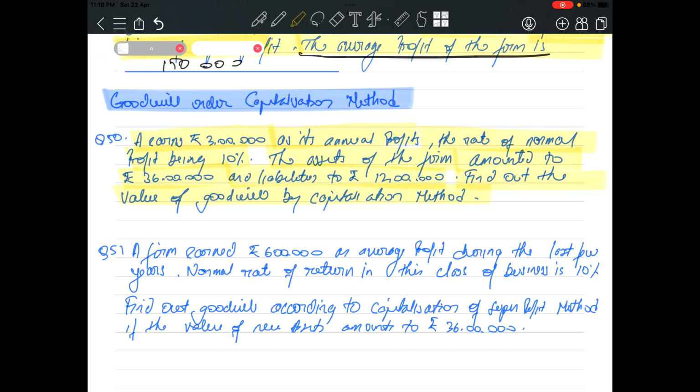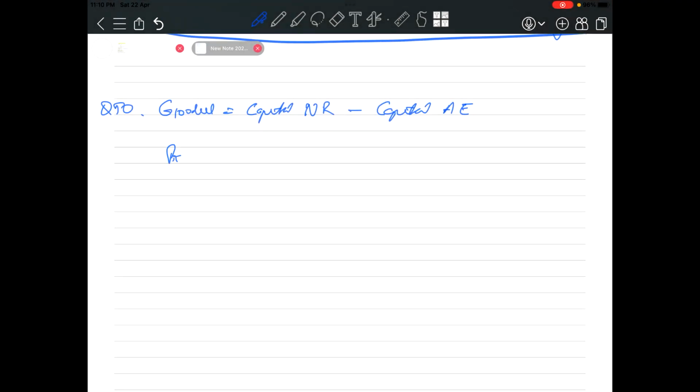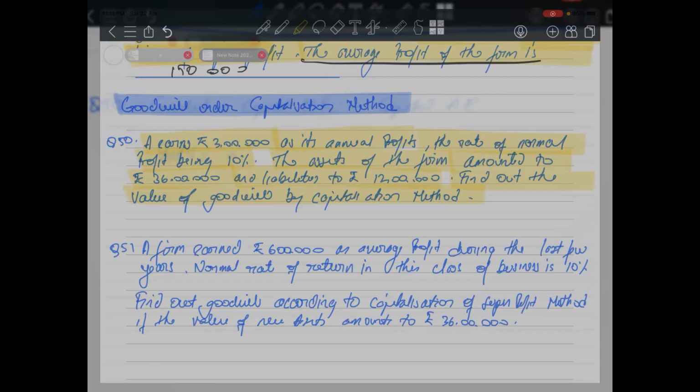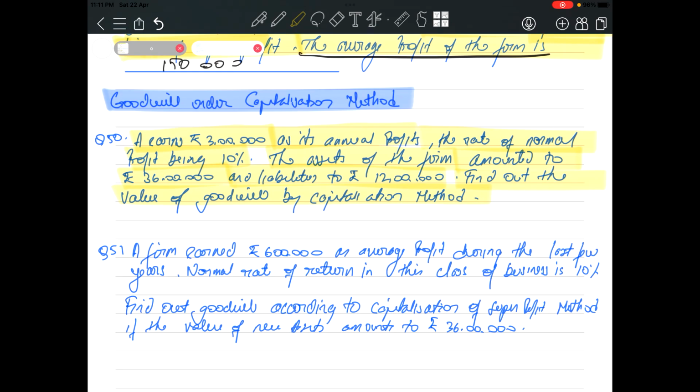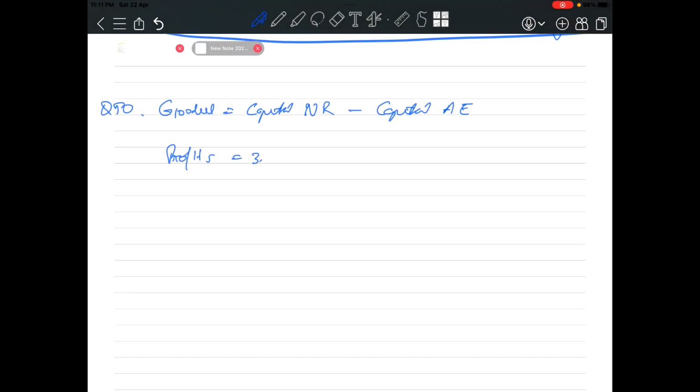The question has given us profits. Profit is 3 lakhs and the rate is 10%. What do you mean by rate? Rate means the rate of the profits. Now with this rate and profit we can find out the capital.